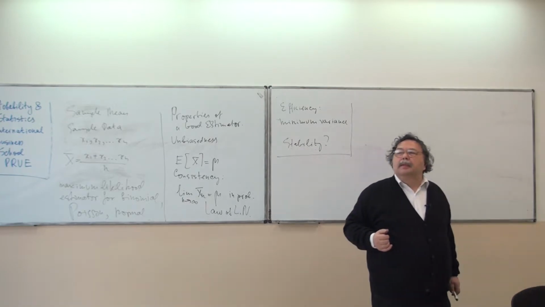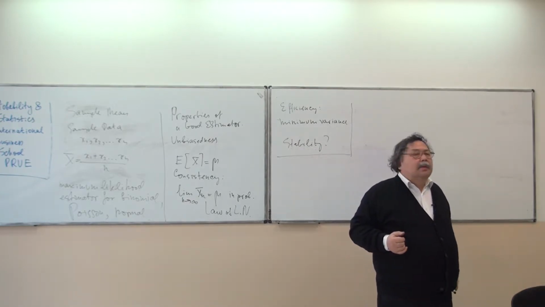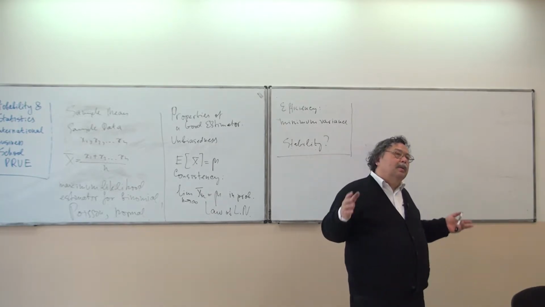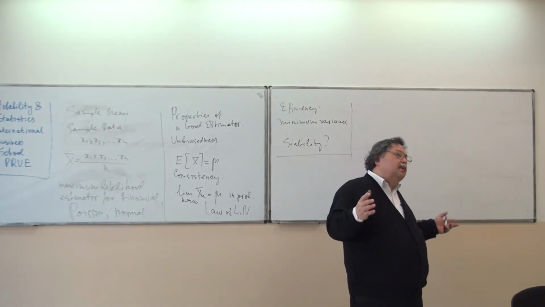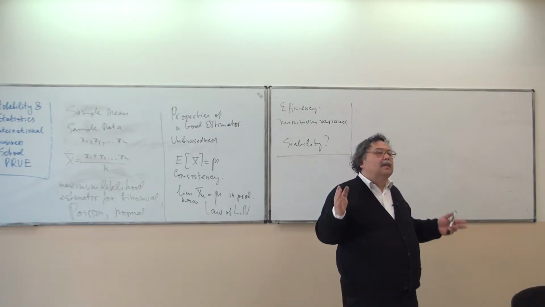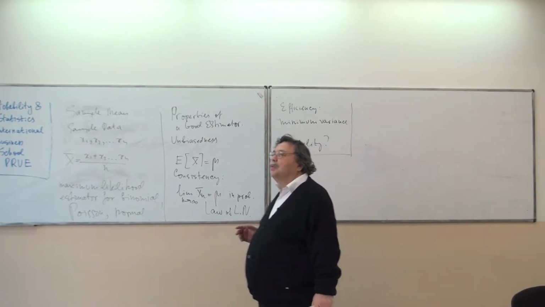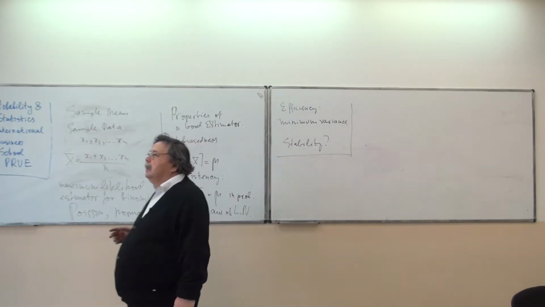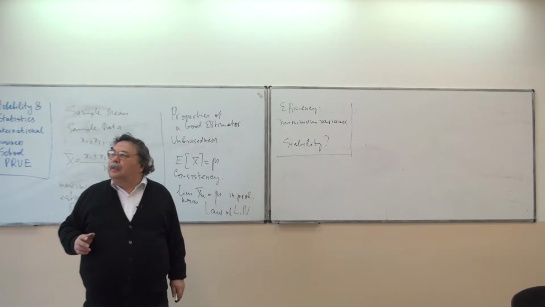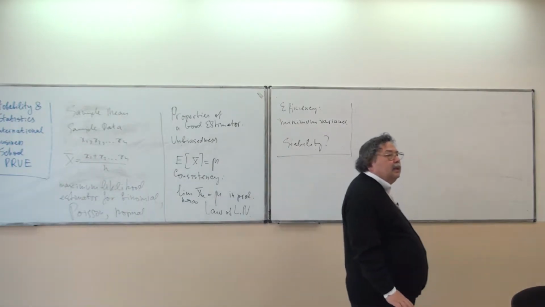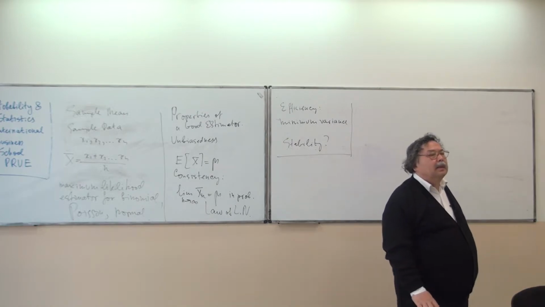And a point estimate is just one number. We take a sample and say, according to our rules, according to our principles, this value is the best estimator of the unknown value of mu. But if you think of it, this is not a very satisfactory kind of estimate.